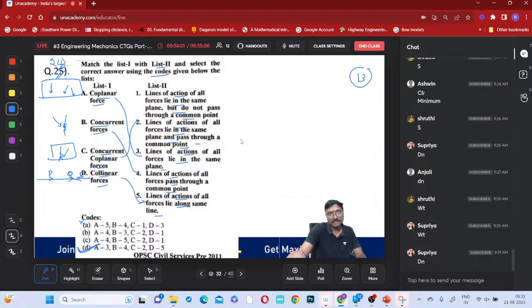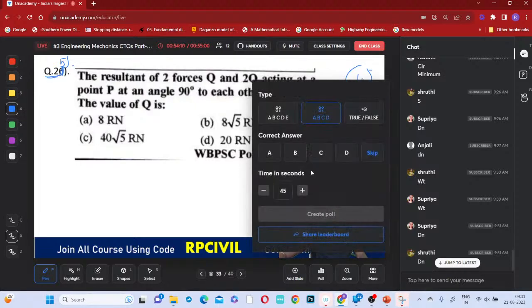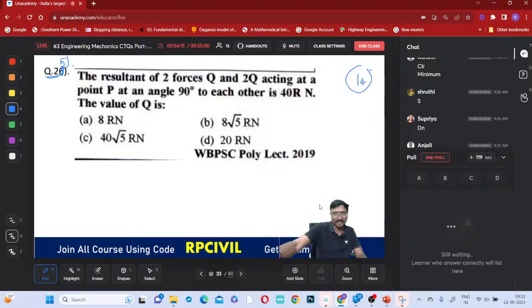Done? Shruti done? Right. So this is the 25th question. We'll be solving it. West Bengal PSC question this is. Have you observed all your state PSCs are covered?